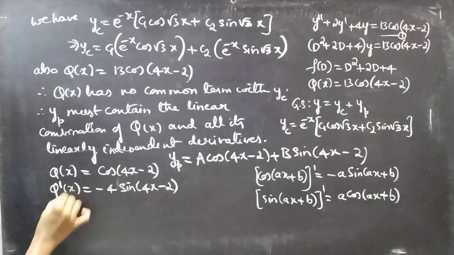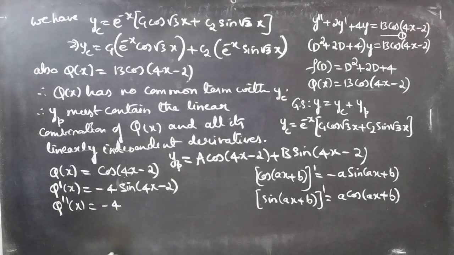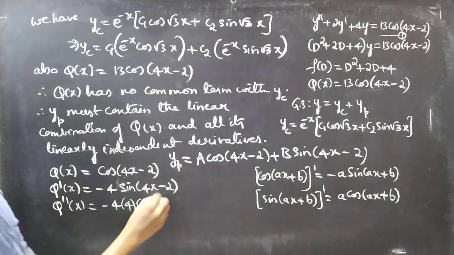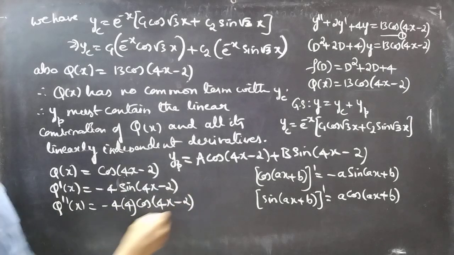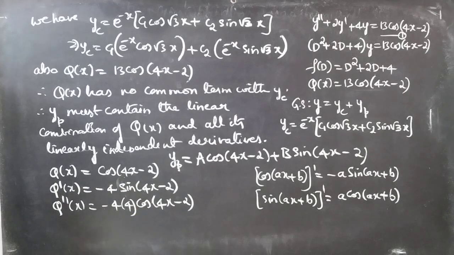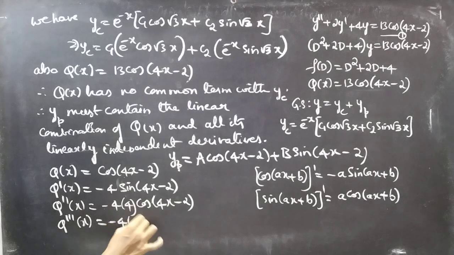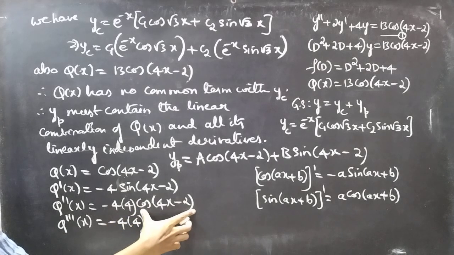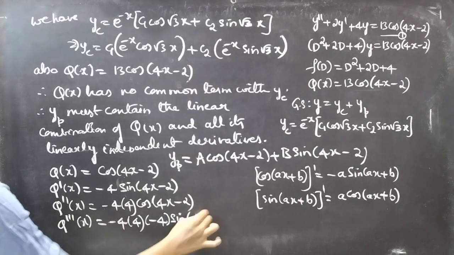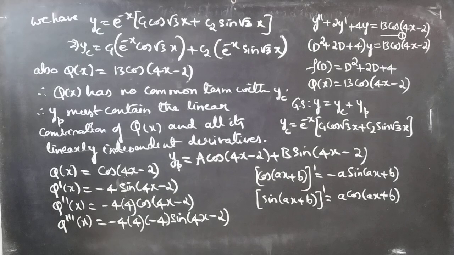Again find its derivative. Q double dash of x is minus 4 into 4 into cos 4x minus 2, the derivative of sine 4x minus 2 being 4 cos 4x minus 2, which gives us minus 16 cos 4x minus 2, right? Find the next derivative. The derivative of cos 4x minus 2 is minus 4 into sine 4x minus 2.